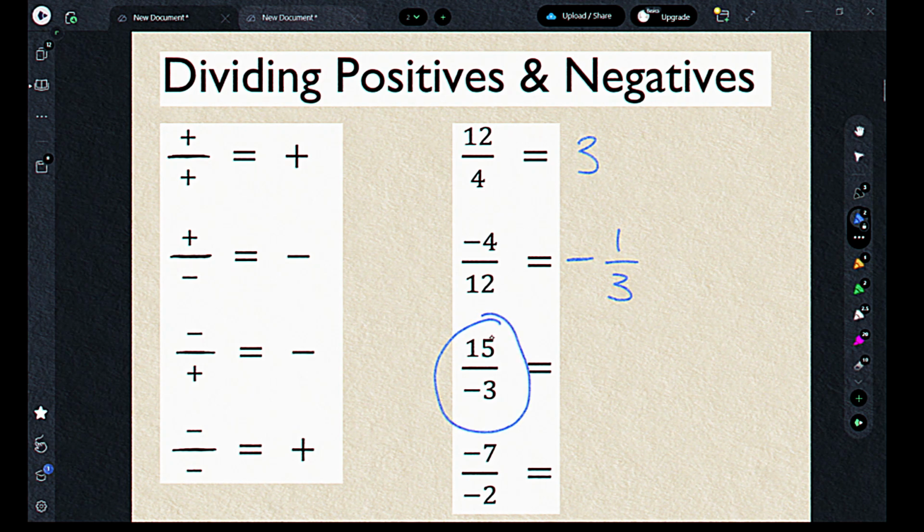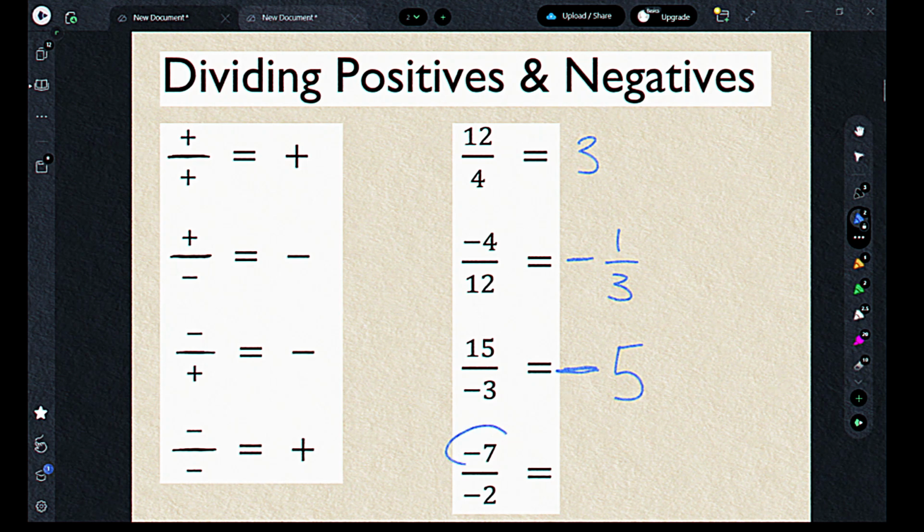Next one here, we have positive on top, negative on the bottom. Well, let's see. A positive divided by a negative, that's this. The answer will be negative. So I know my answer here will be a negative. 15 divided by 3 is a 5. So my answer is negative 5.